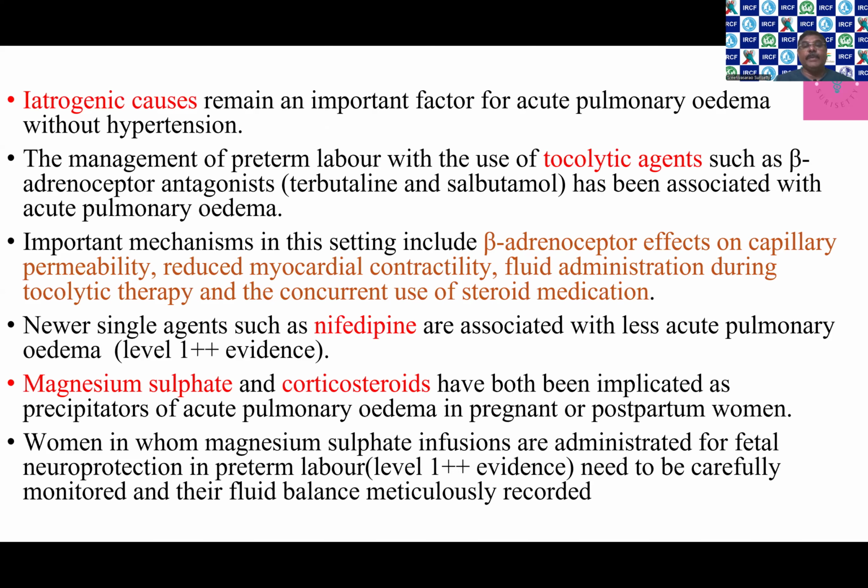So, the management of preterm labor with a tocolytic agent, especially a beta agonist, has been associated with acute pulmonary edema. An important mechanism in this setting involves the beta adrenergic receptors. They will increase capillary permeability and reduce myocardial contractility. Along with fluid administration during tocolytic therapy and the concurrent use of steroids, patients may go into acute pulmonary edema. And magnesium sulfate and corticosteroids are implicated in pulmonary edema in pregnant patients.